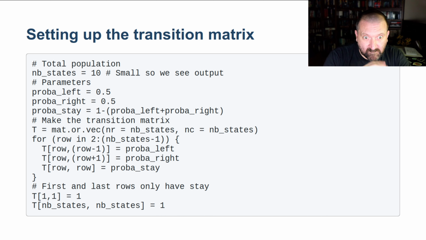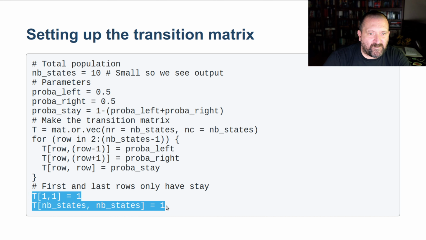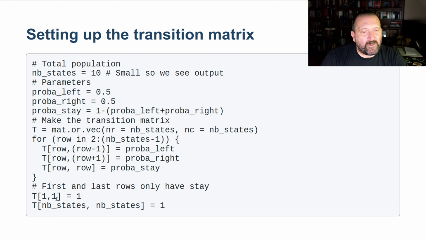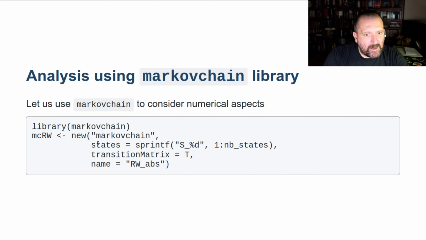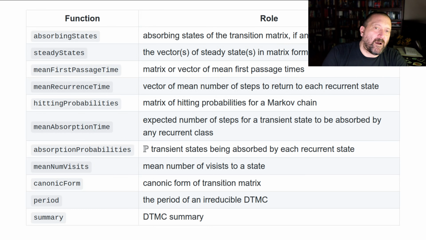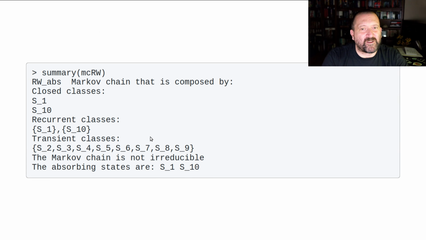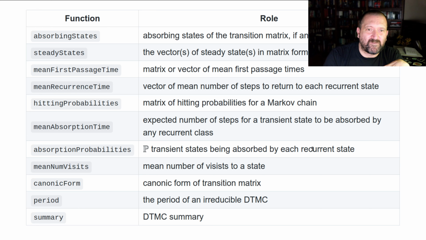But let's do as we did before, with a small number of states, so we can see what's happening. The only thing that changes compared to before is this one. Instead of moving right when I'm at 1 and left when I'm at the last state, I'm staying there. When I use this as my Markov chain in the Markov chain library, these are the functions I can use. The functions that I can use now are not the same. There's a bunch of functions here that won't make any sense.